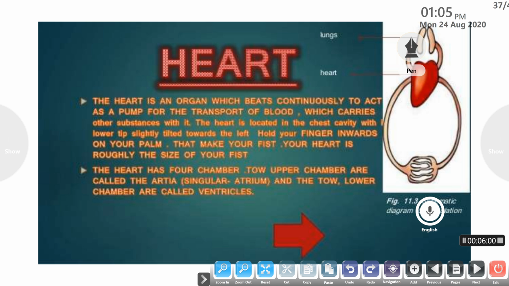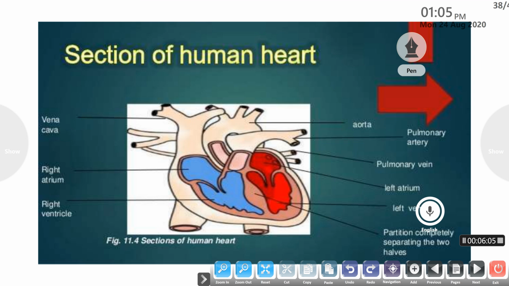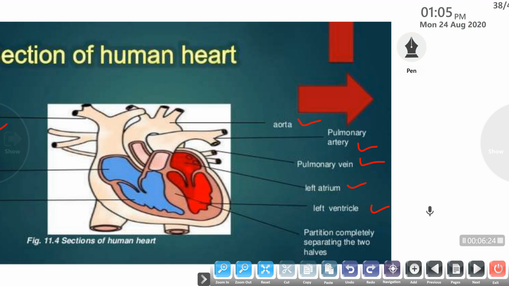So let us understand the flow of blood in our heart and the structure of the heart. This is the structure of a human heart. The human heart consists of these components, as you can see in the picture. This is the vena cava, this is the aorta, pulmonary artery, pulmonary vein, left atrium, left ventricle, and on the right side of the heart there is the vena cava, right atrium and right ventricle.